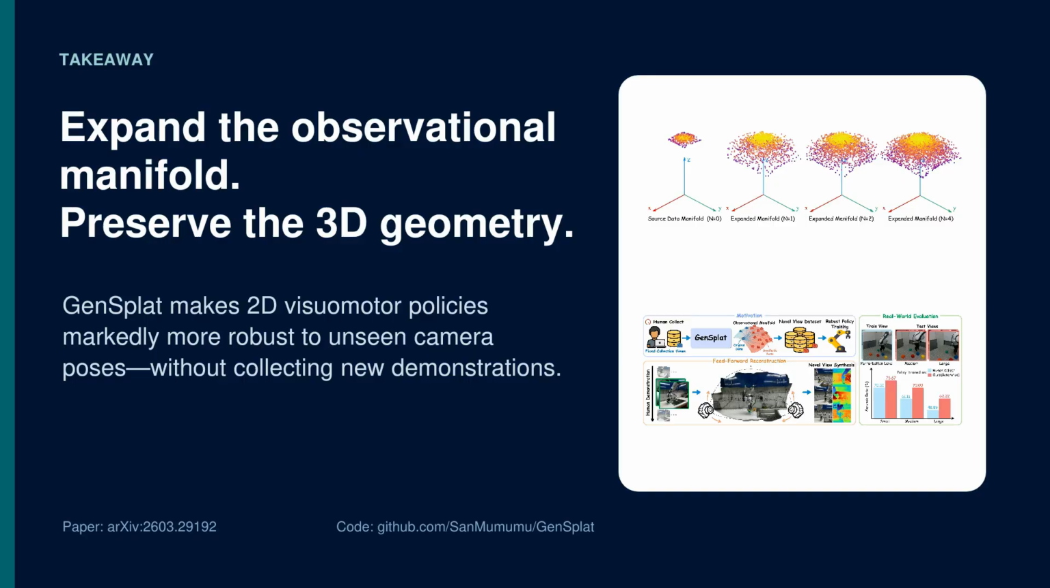GenSplat combines fast pose-free reconstruction, permutation equivariant multi-view reasoning, and geometric distillation to create controlled novel views without new human demonstrations. The experiments show that better 3-dimensional structure is not merely a rendering improvement. It directly translates into more reliable physical execution. If you remember one sentence from this work, it is this: expand the observational manifold, preserve geometry, and a 2-dimensional visuomotor policy becomes much more robust to unseen camera poses.